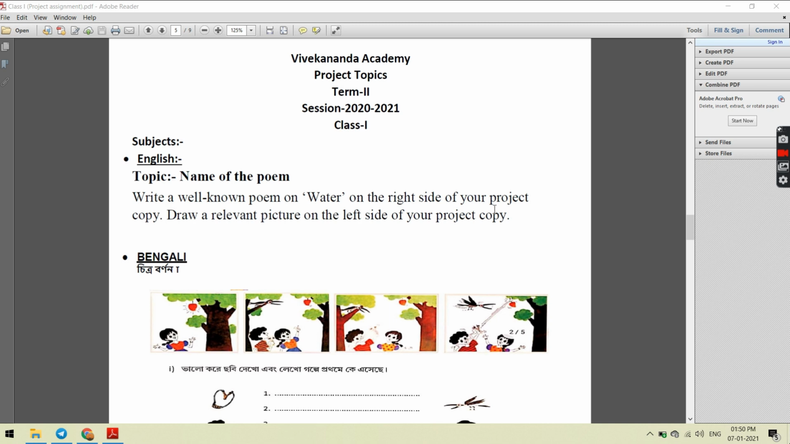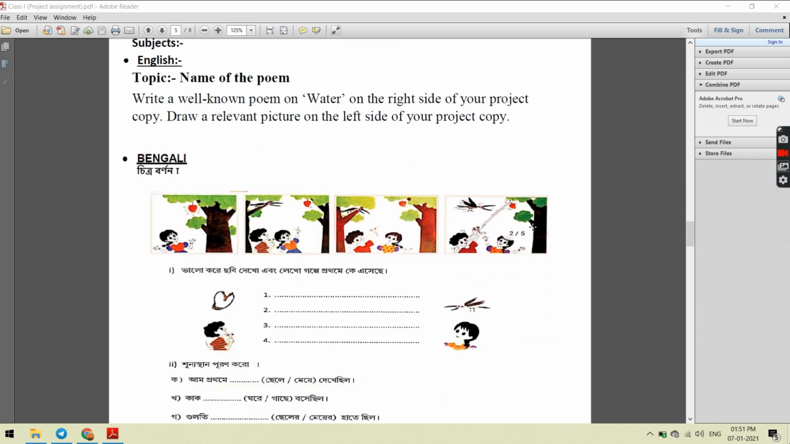Write a well-known poem on water on the right side of your project copy. Draw a relevant picture on the left side of your project copy. A poem on water means, like, rain is also a form of water. You can choose the poem Rain Rain. Write the full poem and draw a picture related to it, like Rain, rain, go away, come again another day, and write the full poem.